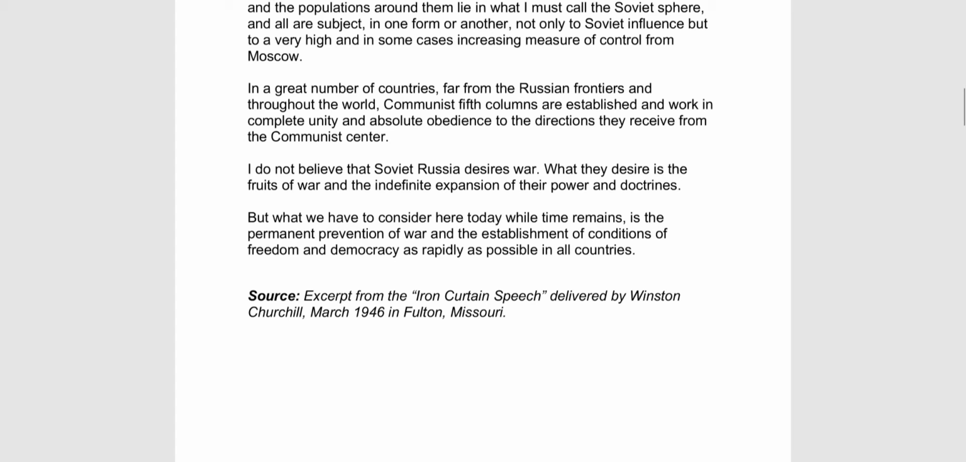I do not believe that Soviet Russia desires war. What they desire is the fruits of war and the indefinite expansion of their power and doctrines. But what we have to consider here today, while time remains, is the permanent prevention of war and the establishment of conditions of freedom and democracy as rapidly as possible in all countries.